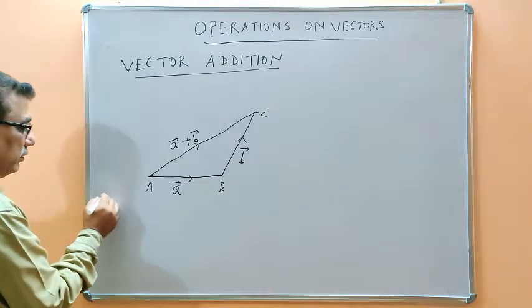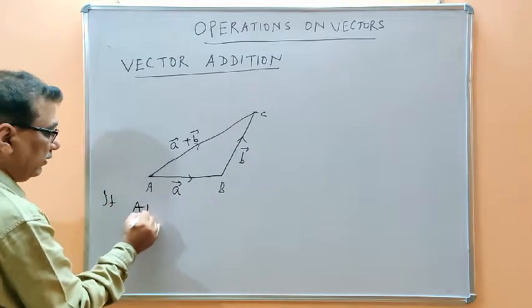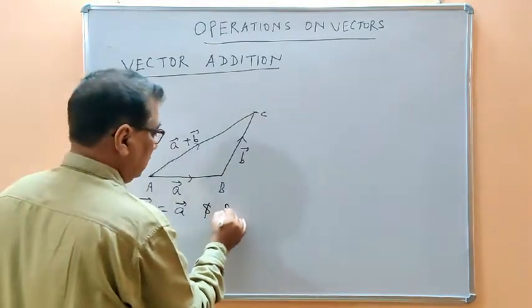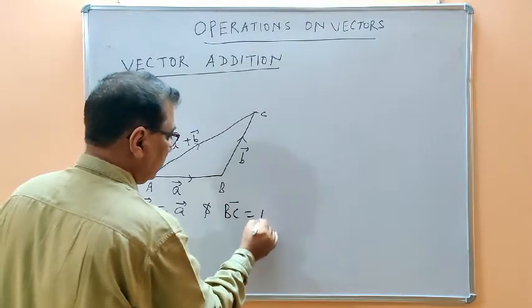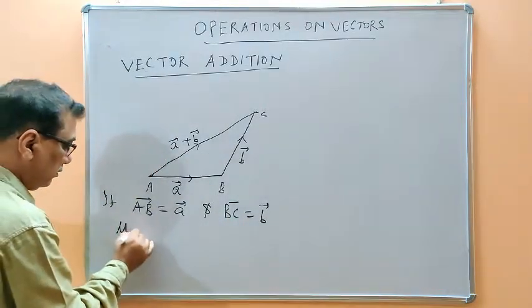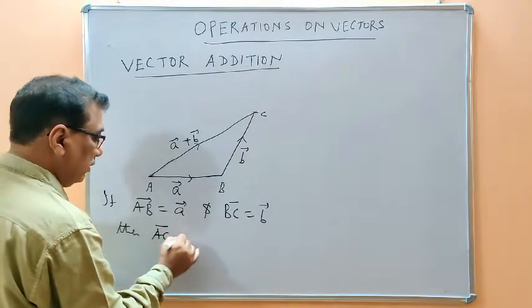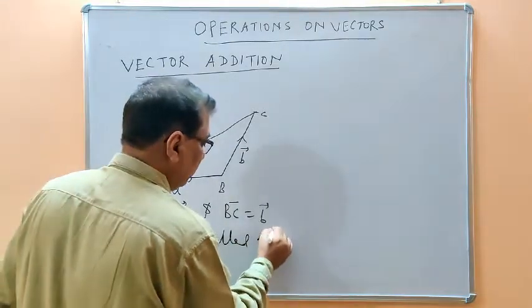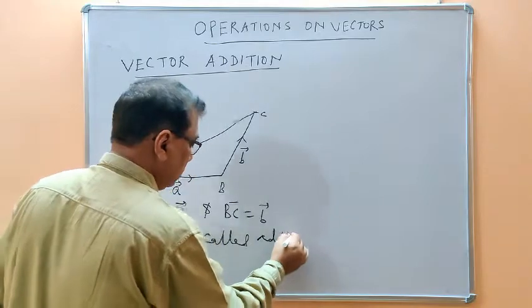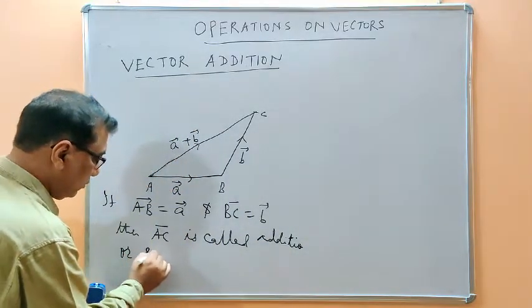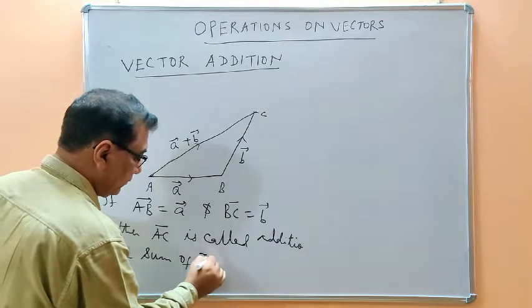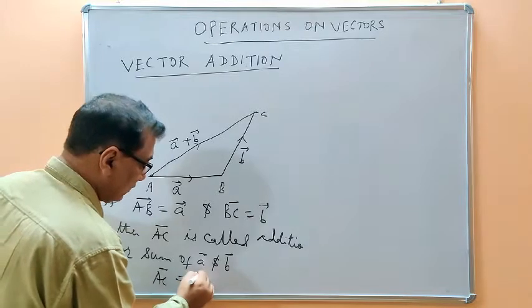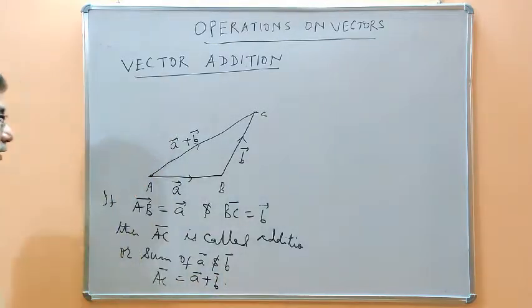So if AB is A and BC is B, then the vector AC is called the addition or sum of A and B, and it is written as AC is equal to A plus B. Okay.